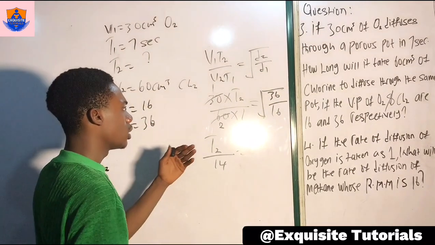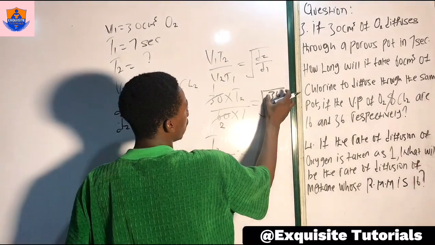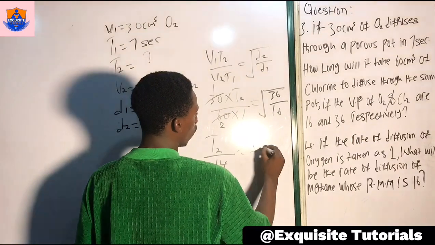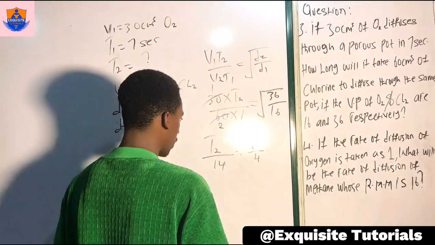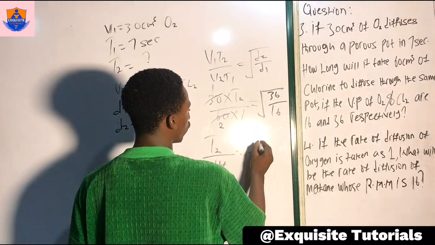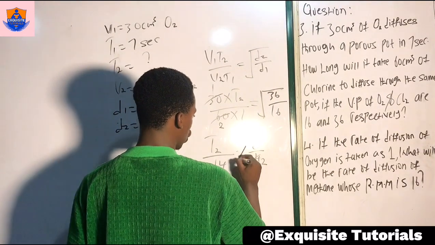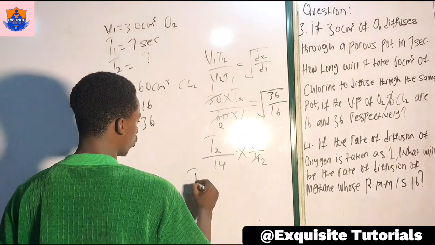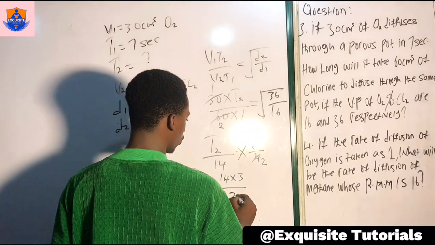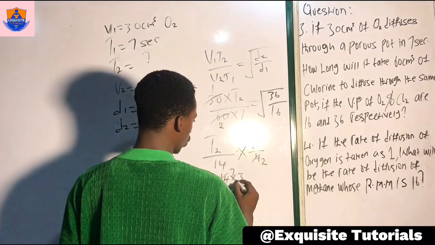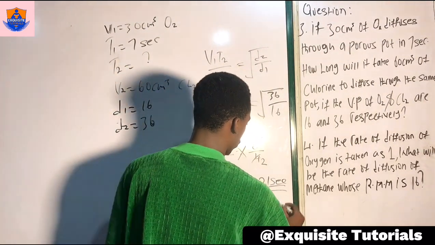Now let's take the square root simultaneously. Square root of 36 will give us 6, over the square root of 16, which will give us 4. We are left with 6 over 4. Can we do any cancellation here? Yes, 2 here gives 3, 2 here gives 2. Then let's just multiply: T2 is equal to 14 times 3 over 2. 2 here gives 1, 2 here gives 7. So 7 times 3 gives us 21. So the answer is 21 seconds.